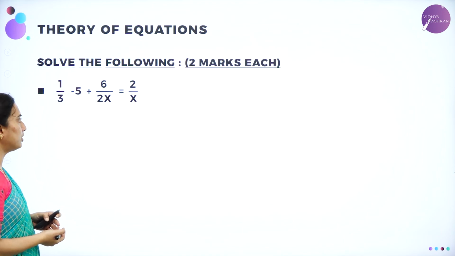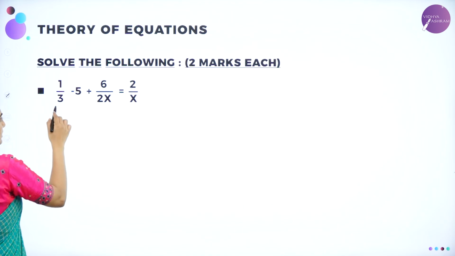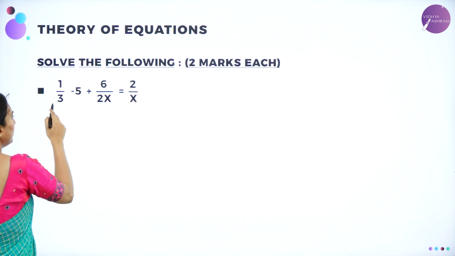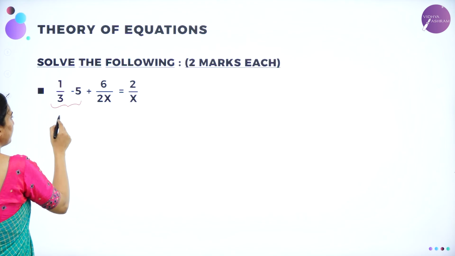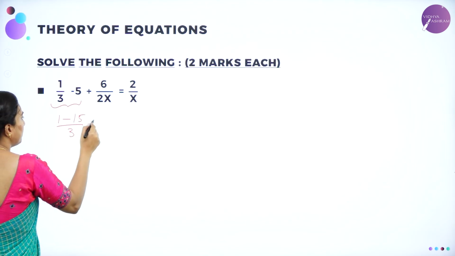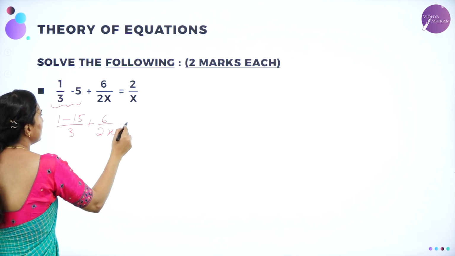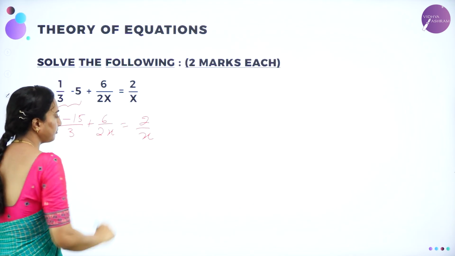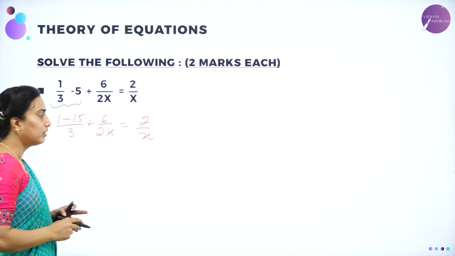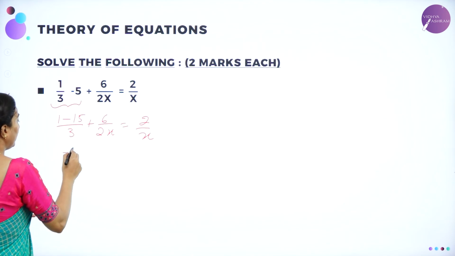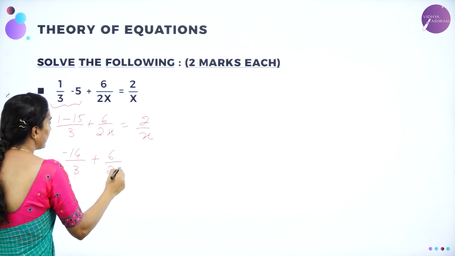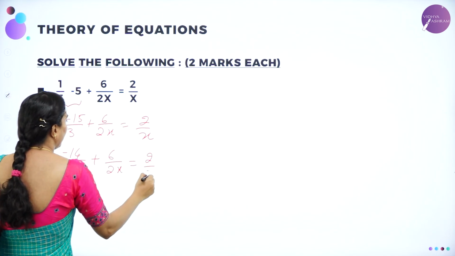Now what I'm going to do here, I am going to take the LCM as 3. If I am taking LCM as 3 here, I am going to multiply only this term. See, 3 5s are 15. That is (1 minus 15) divided by 3, plus 6 divided by 2x, is equal to 2 by x. Understood? Now 1 minus 15 is minus 14, divided by 3, plus 6 divided by 2x is equal to 2 by x.